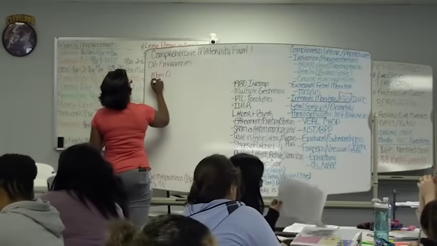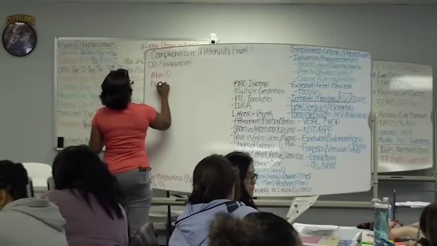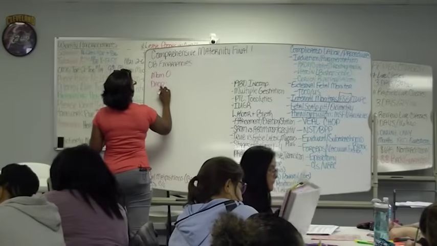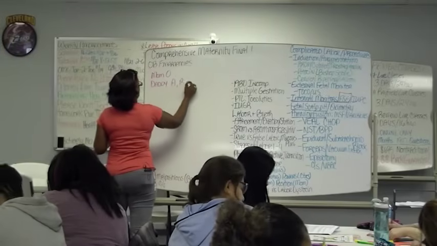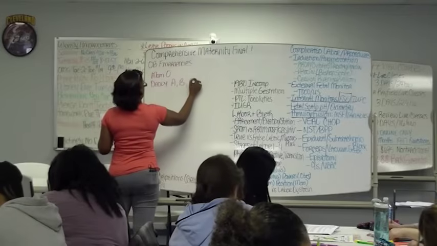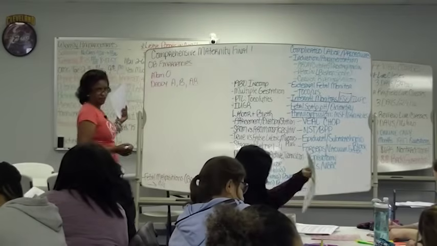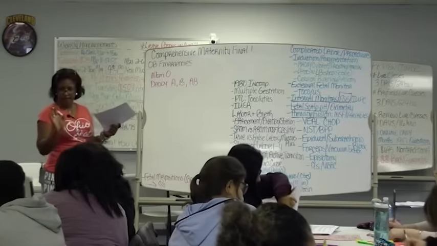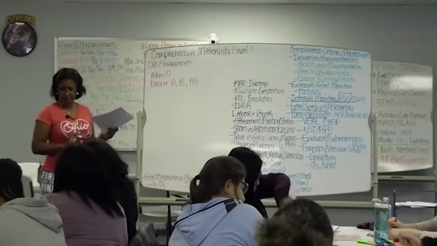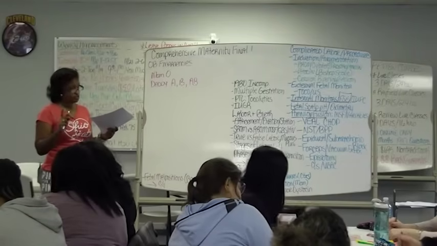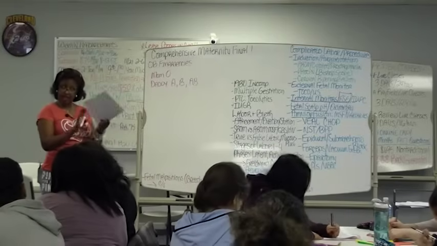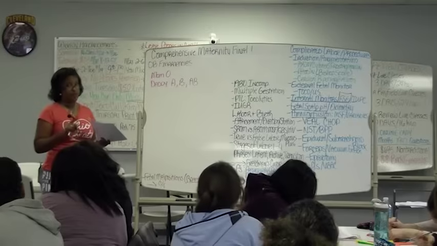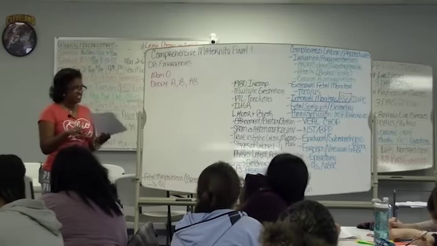Mommy is O. Daddy is either A, B, or AB. That's the only way ABO incompatibility can happen. Now this has nothing to do with Rhogam. We did not talk about Rh negative or positive. We just said ABO incompatibility. So now we're just dealing with the letters.